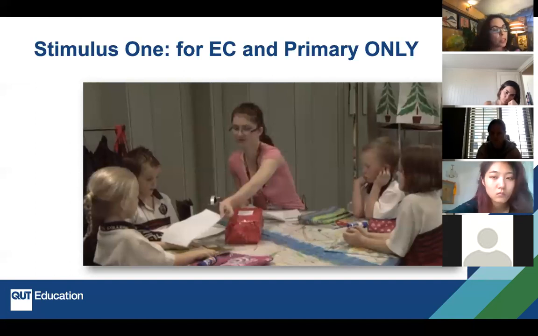Another thing that I noticed as well is what we refer to as over the shoulder marking. So she was viewing students' work and viewing what they were doing. So making sure that they were using their finger and making sure they were following the directions.